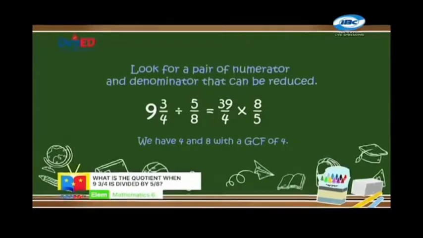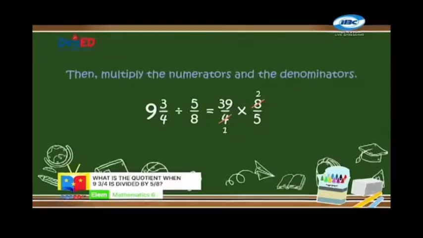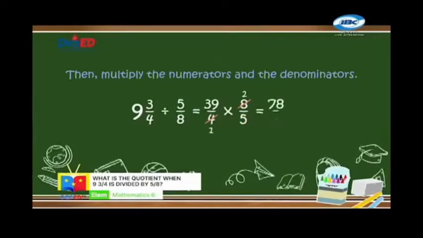We have 4 and 8 with a GCF of 4. 4 divided by 4 becomes 1. 8 divided by 4 becomes 2. Then, multiply the numerators and the denominators. 39 times 2 equals 78. 1 times 5 equals 5. We have 78/5. Is it already in a lowest term?